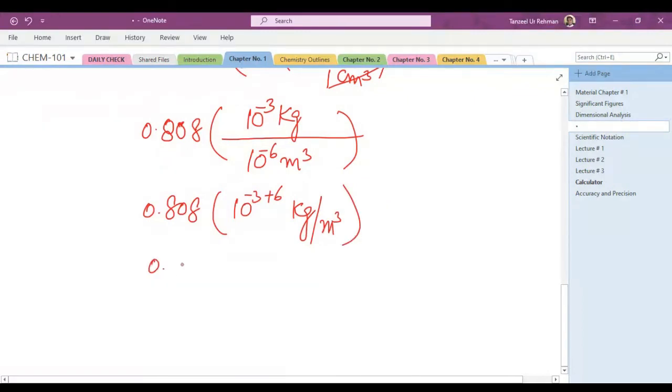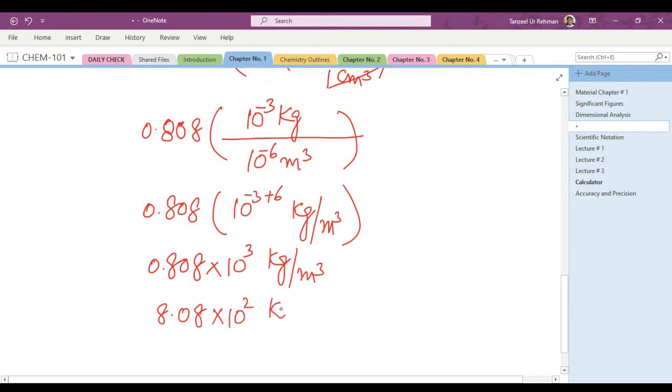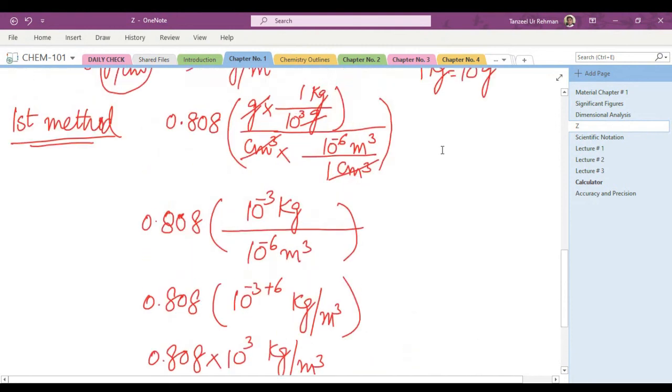So 0.808 into 10 to the raised power 3 kilogram per meter cube, because minus 3 plus 6 is plus 3. So this is our answer. If you want to change it into scientific notation, it is 8.08 into 10 to the raised power 2 kilogram per meter cube. Or simply you can write 808 kilogram per meter cube. So here, what did we do? Very simple. We changed gram to kilogram here.